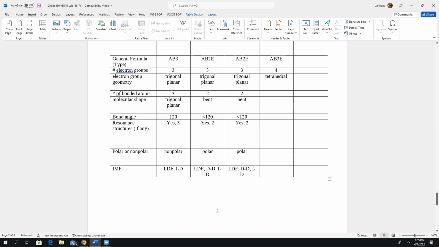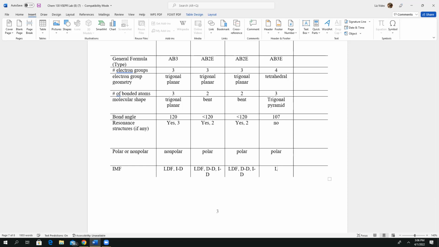But only 3 of those are bonds, which makes it a trigonal pyramid. When you look at that, that means that your bond angle is 107. Do we have resonance for PF3? No, we do not. Is it polar? Yes, it is. Why? Because, like I said, it has a lone pair.